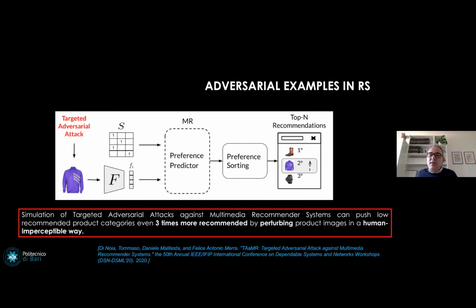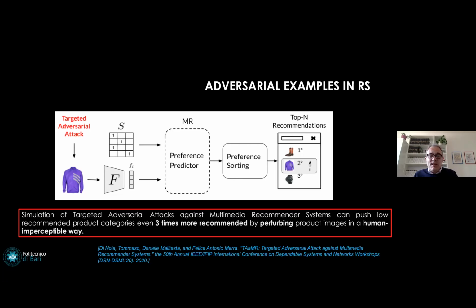So we know that we have some visual aware recommender systems that compute the similarity between images connected to items. So if we work on these images, we can fool the recommender systems. And for example, this is something that we proposed. This is an algorithm that we proposed last year.